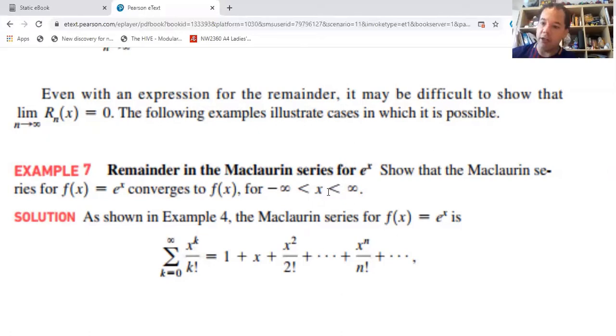And we already know what the Maclaurin series for e to the x is. It's the sum of x to the k over k factorial, the one that you see right there. Okay, so let me switch back to the paper.